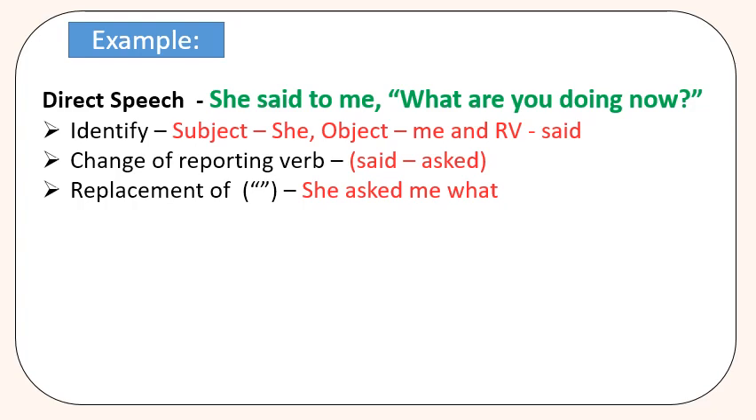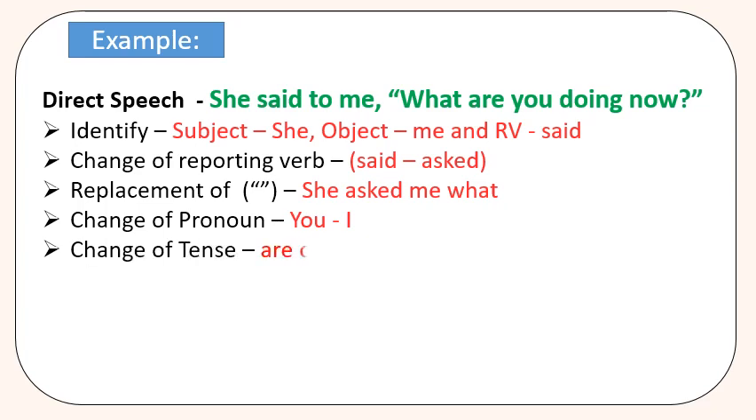Fine. Number 4 is change of pronoun. As you can see, in the reported speech, the second person you is there. So as per rule, second person changes according to the object of the reporting verb. So here me is the object and it is first person. So you changes into I.